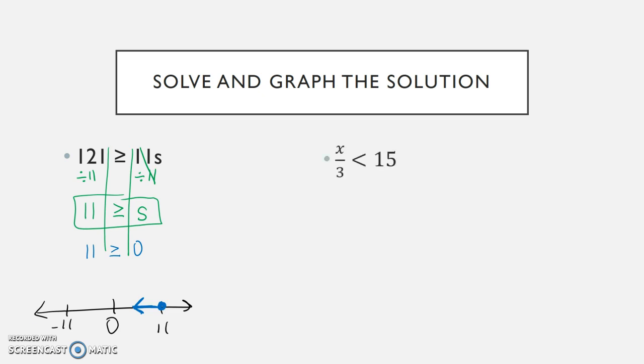Our last solving problem. Here, it's originally a division problem. We've got x over 3, which is division, is less than 15. So in order to undo this division, we have to multiply.